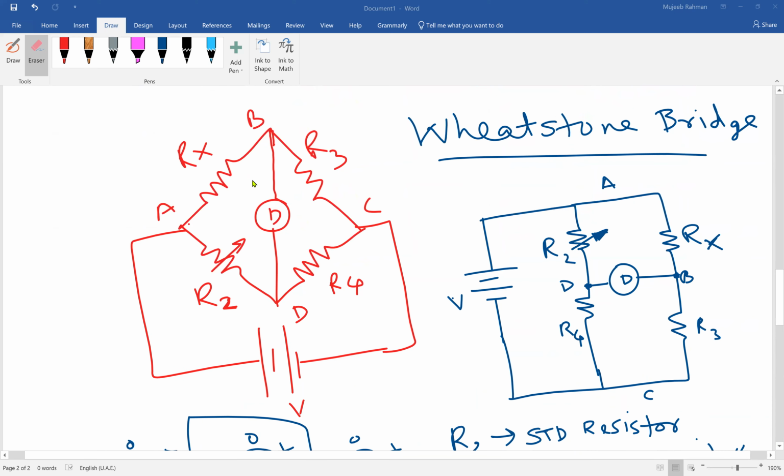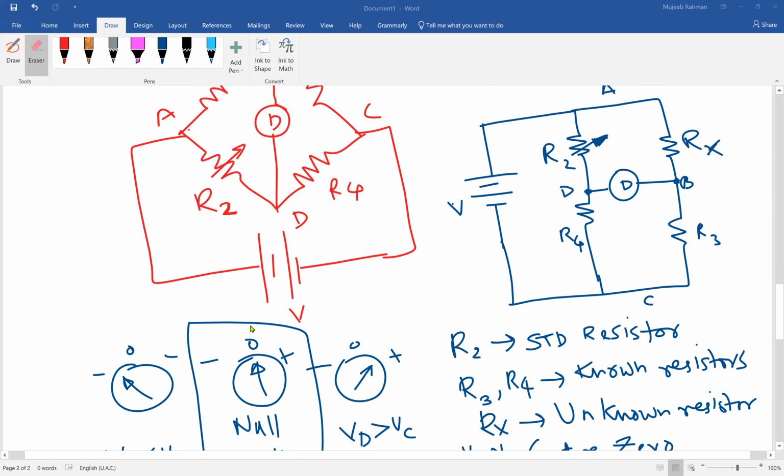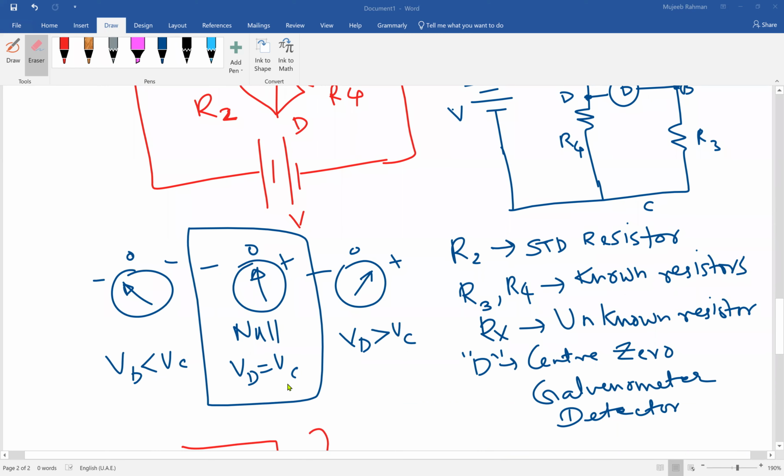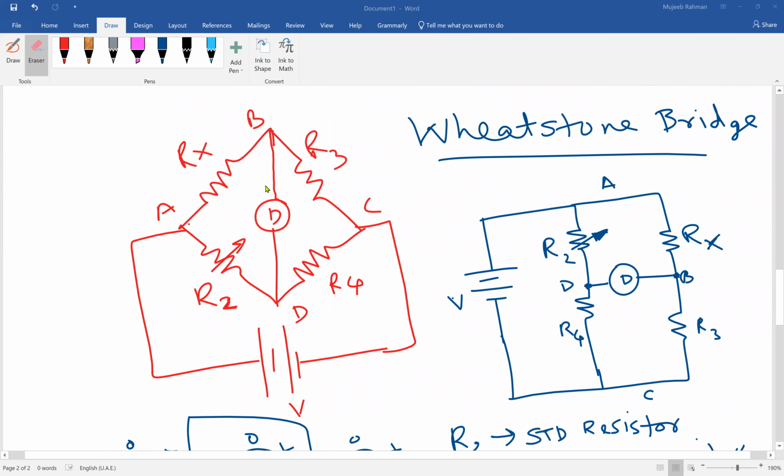In this particular experiment, what is required is that we want to reach a condition of VC equal to VD. In such cases, we can say that this particular bridge is balanced. So how do we establish that balance condition? The balance condition can be achieved only by a variable element in this circuit, and that variable element is called R2 here. R2 is a variable element.